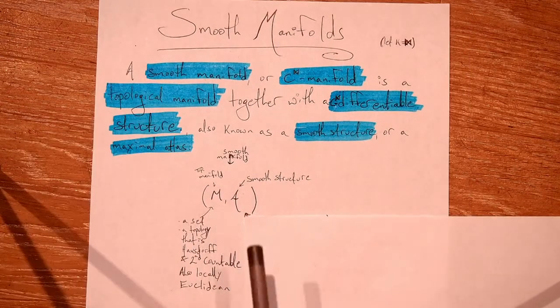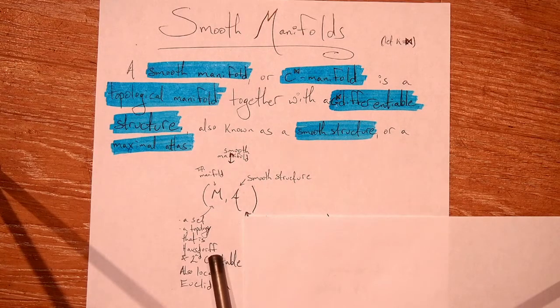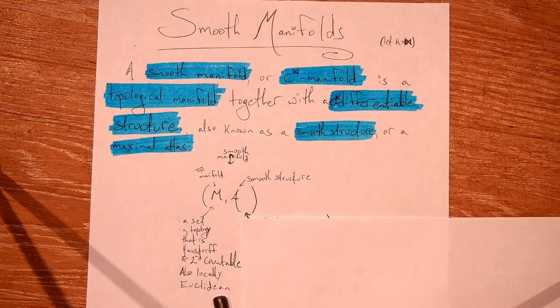Well, a topological manifold, that's a set of points with a topology. That topology is Hausdorff, right? Any two points are distinguished from one another. That's another way to think of Hausdorff. There's no points that are stuck to other points. And it is second countable. That's also a topological property. It has a countable basis to its topology. This set is also locally Euclidean. Its open sets are homeomorphic to R^n, where n is the dimension of this topological manifold.